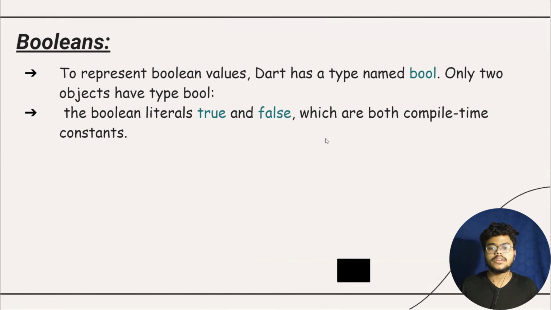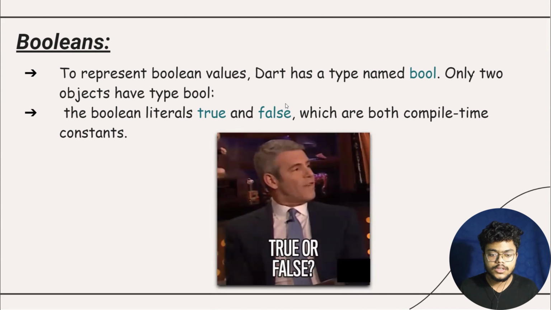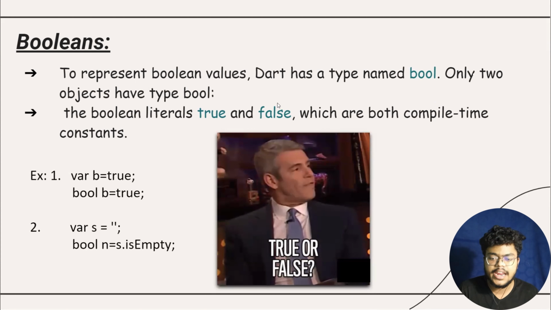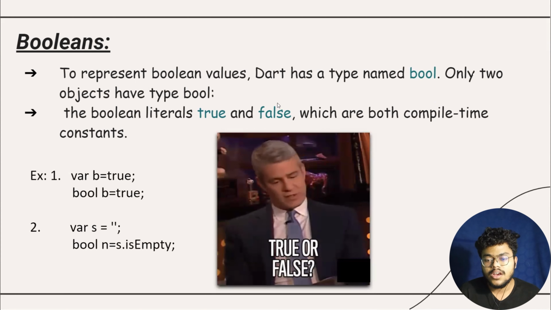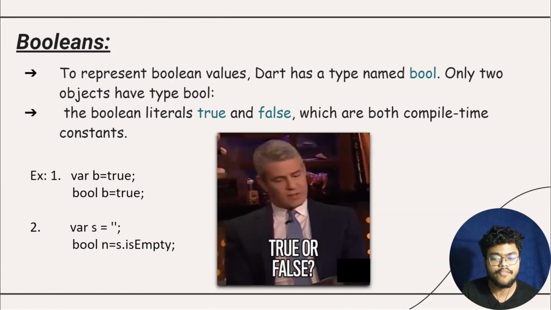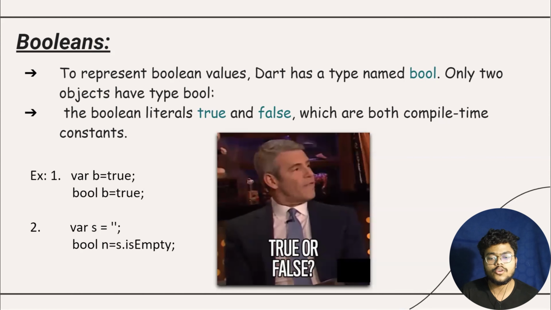Okay. Next, booleans. To represent boolean values, Dart has a type named bool. Only two objects have type bool, true or false. So let's see the example. You can use the implicit type declaration and explicit type declaration. While using implicit type declaration, you can make it with the var keyword. While going to explicit type declaration, you must use bool.